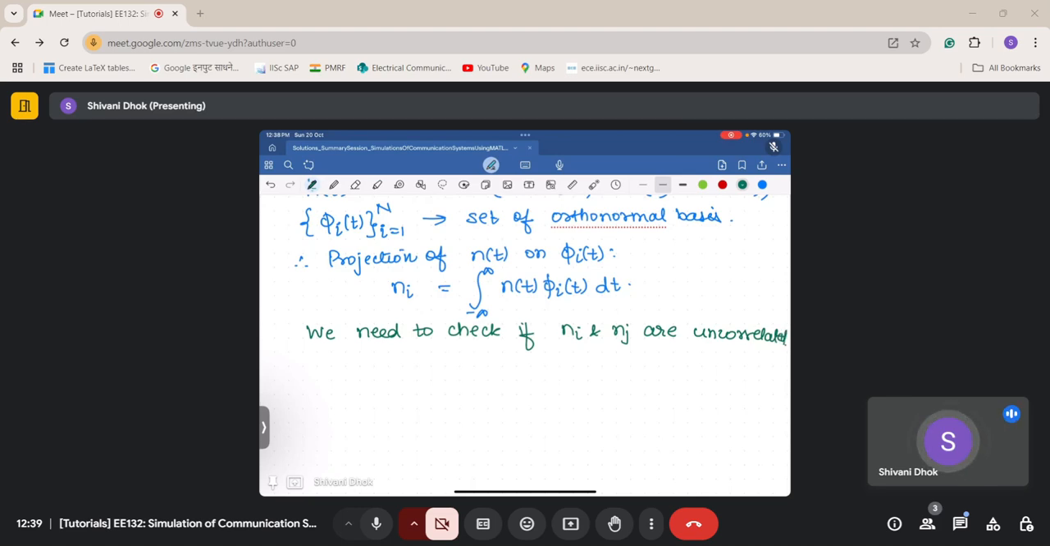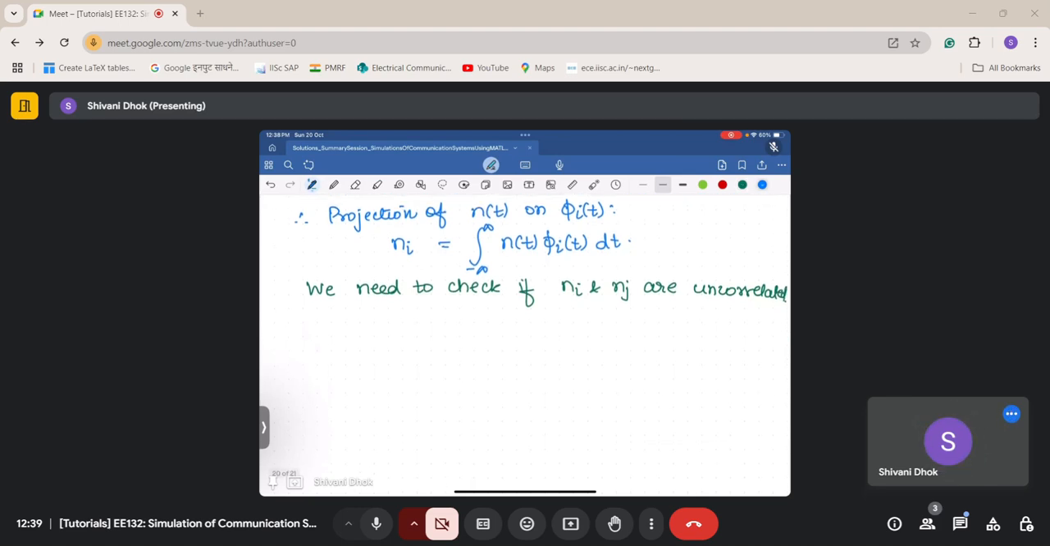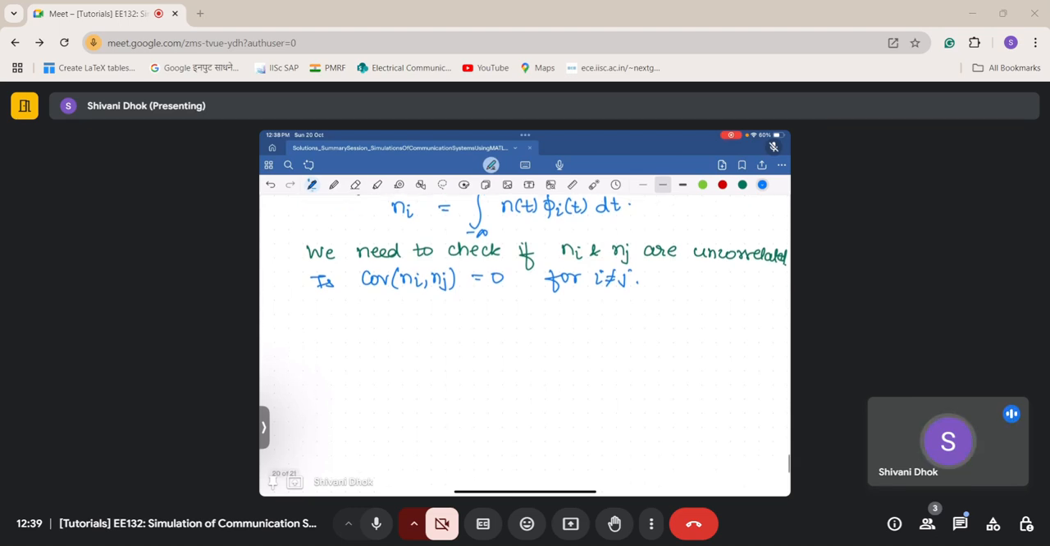What do you mean by uncorrelated? It means that the covariance of Ni, Nj is equal to 0 for i not equal to j. So we'll just look at the case when i is not equal to j. So consider i not equal to j, then the covariance of Ni, Nj will be equal to the expectation of Ni Nj minus the expectation of Ni into the expectation of Nj.